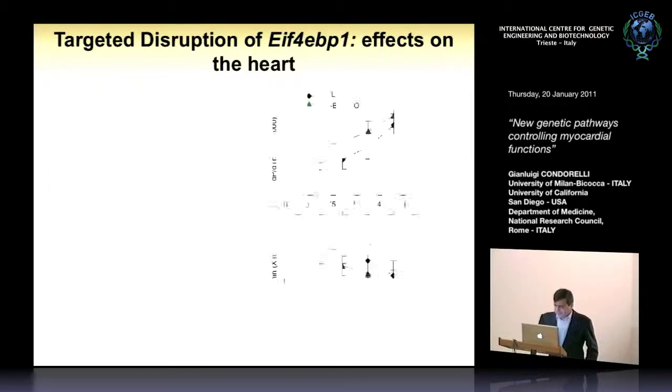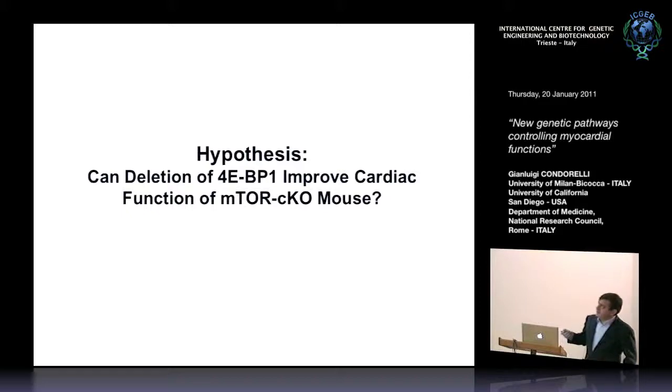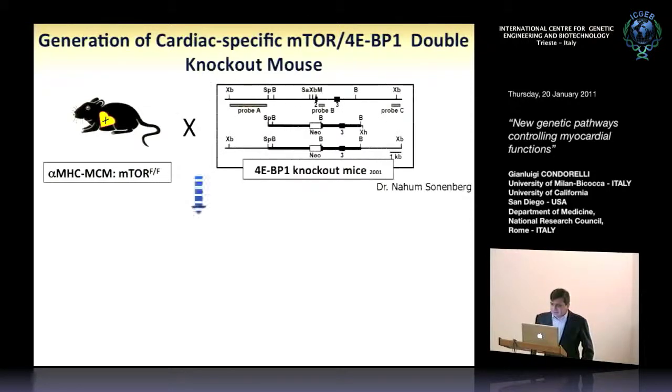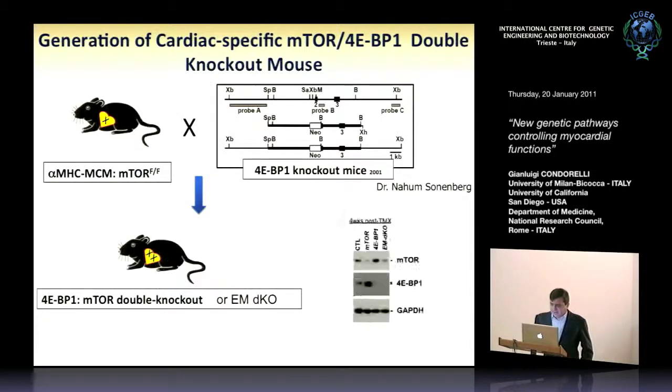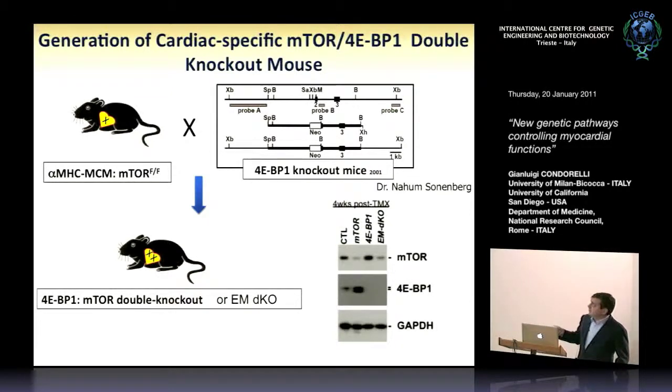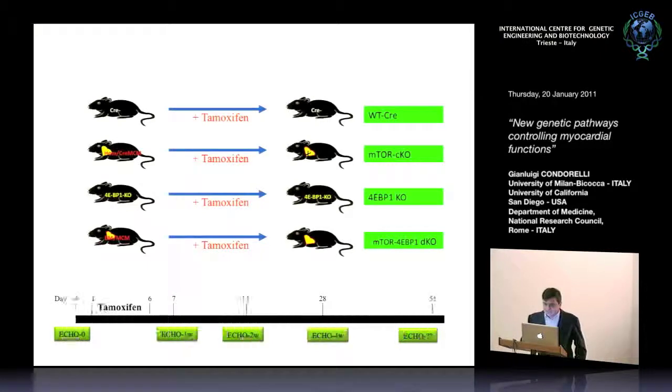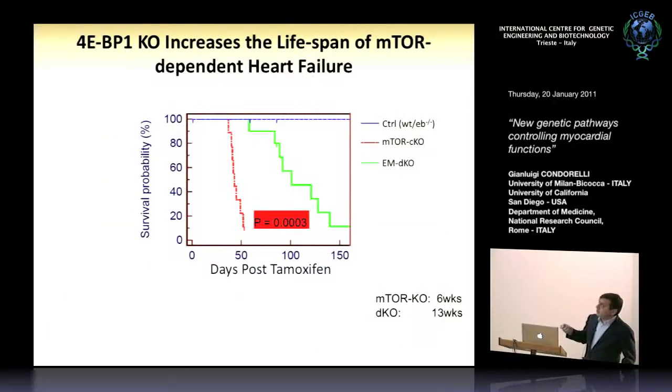So we did a crossing of the 4EBP1 knockout and the mTOR knockout to see whether the accumulation of 4EBP1 in the setting of the mTOR knockout would have a functional role. We did this crossing with Nahum Sonenberg's mice, so these mice don't have 4EBP1 and don't have mTOR, and we found that survival is dramatically improved in these mice. This is mTOR alone, this is mTOR and 4EBP1. So the mice eventually die, but the effect on survival is very significant.